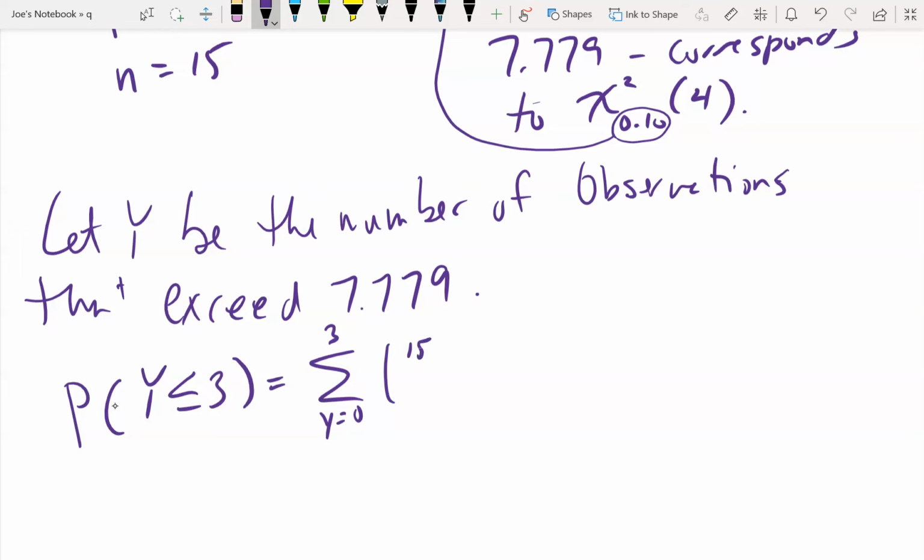If n choose, they'll call it y in this case, so 15 choose y. P-value, which is 0.1 in this case. We need at most 3 successes, which means we'll have at least 12 failures in each case.